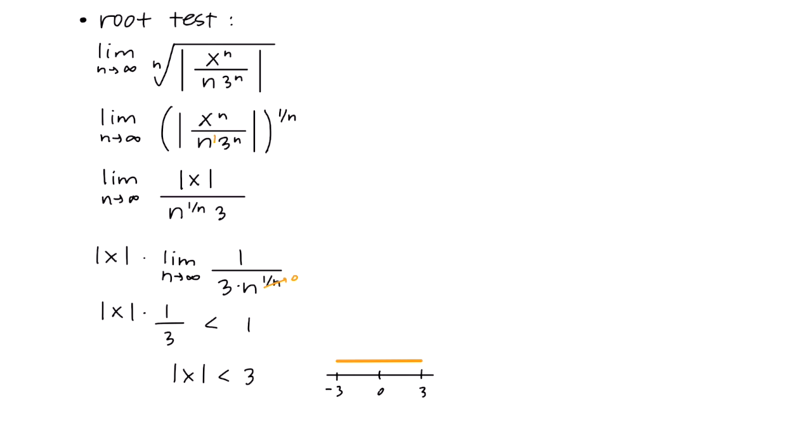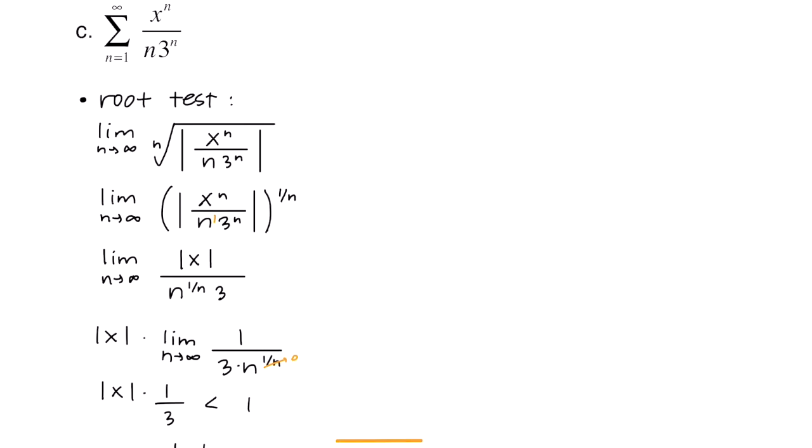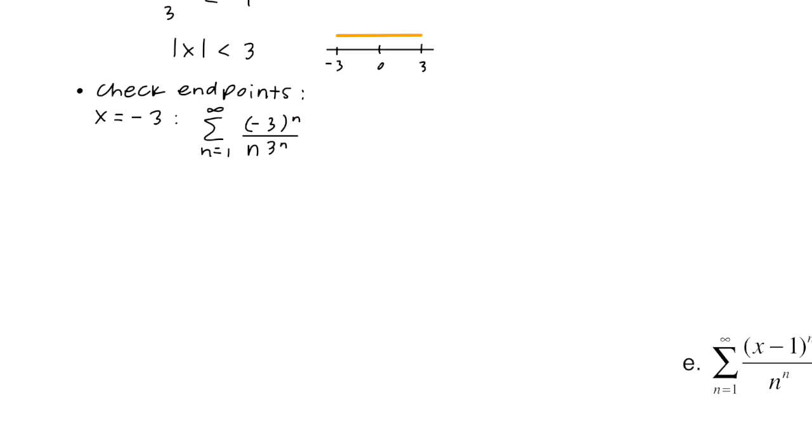So next we're going to check the endpoints. Okay, so we're going to check -3, so that means we're going to take -3 and plug it in for x into our original series right here. So I plugged in -3 for x. Next I'm going to split up this -3. So -3 is the same as -1 times 3, and then I split this up as (-1) to the n times 3 to the n, and by doing that we can cancel off these 3 to the n's. So we end up getting the series (-1) to the n over n.